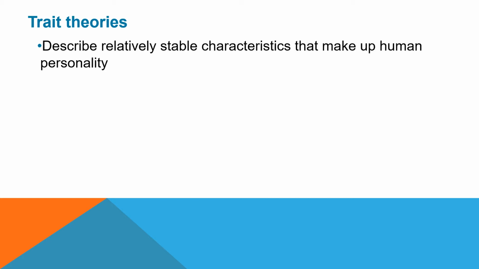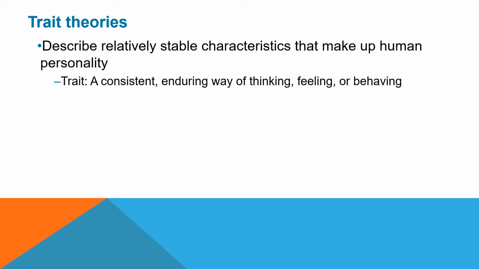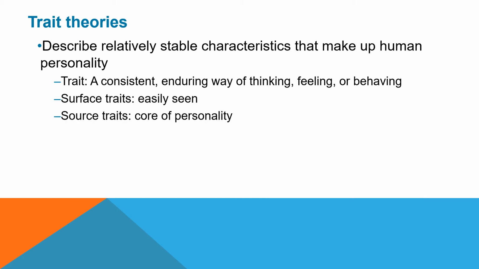So trait theories. A trait would be a stable characteristic that makes up human personality. There's a variety of traits. We're going to talk about some of them in this particular unit. But you can think of a trait as a consistent, enduring way of thinking, feeling, or behaving. Surface traits are traits that are easily observed, and source traits are at the core of our personality. I'm going to go through a particular scale that was developed, which I've already alluded to, the Big Five, that consists of 5 source traits.